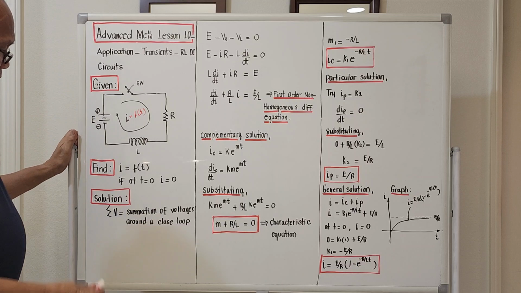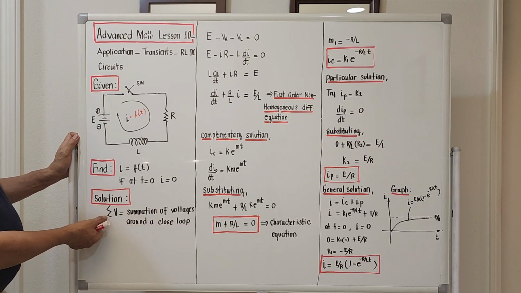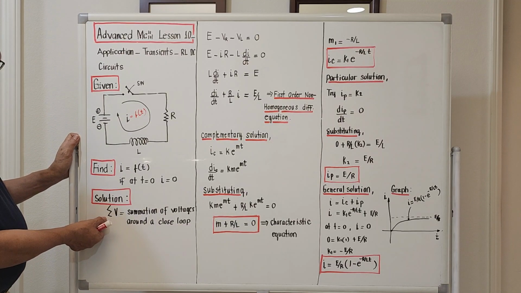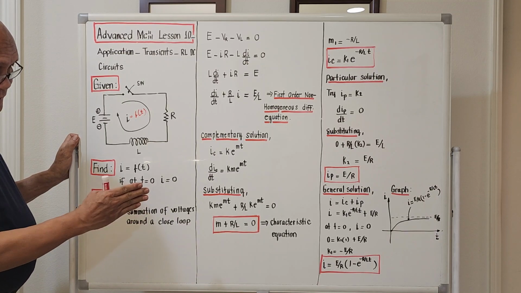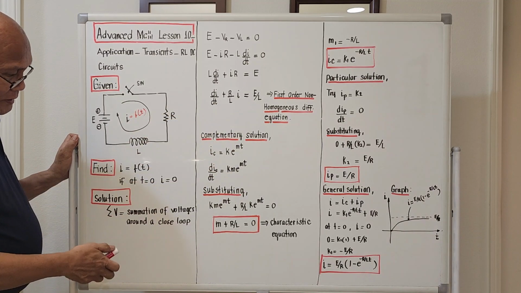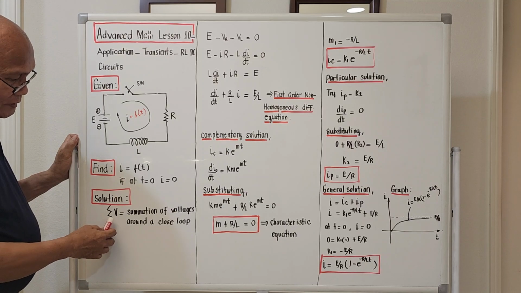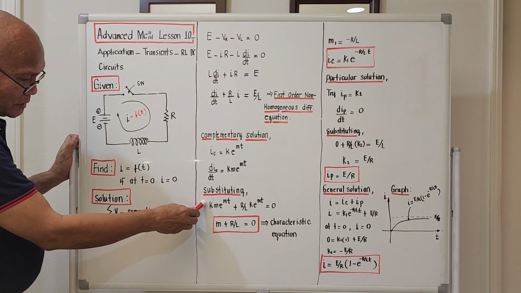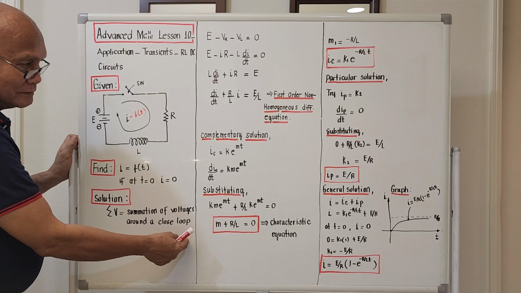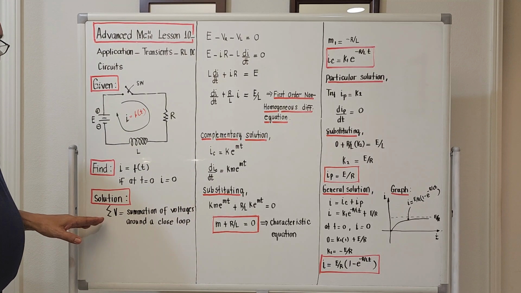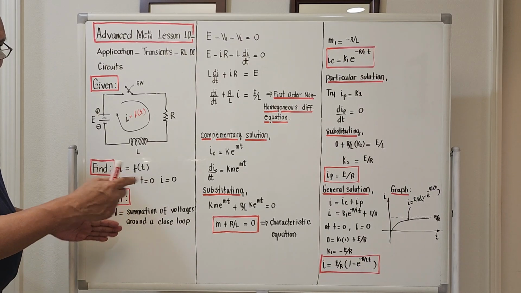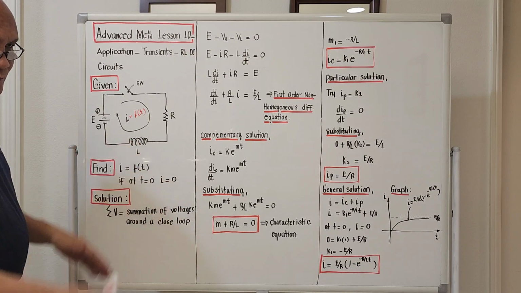So okay, I will place the solution here. Sigma notation, this is capital letter E. The meaning of this is that in electrical circuitry, we read this as simply the summation of the voltages around the closed loop. Okay, that's the meaning of this. The sigma notation, then capital letter E, meaning the summation of the voltages around the closed loop.